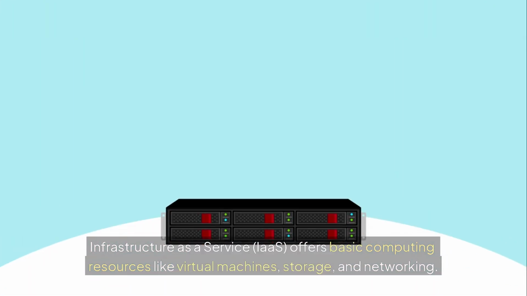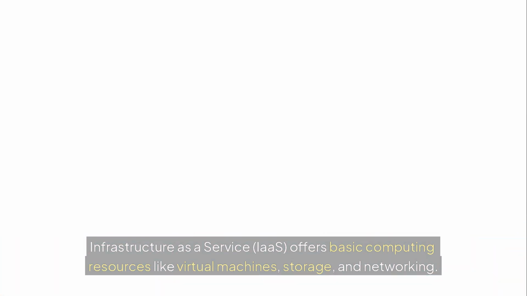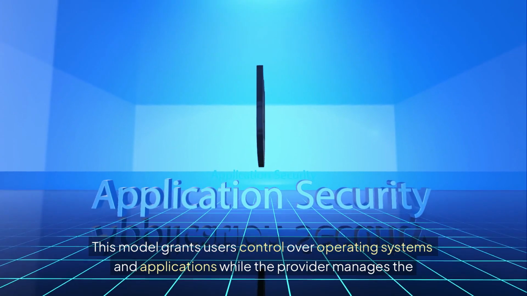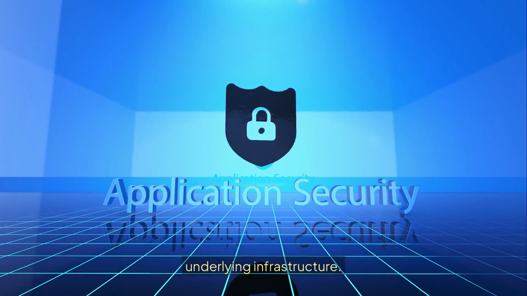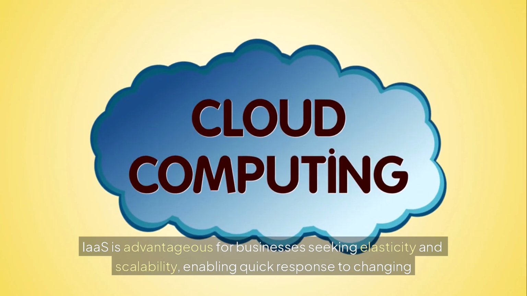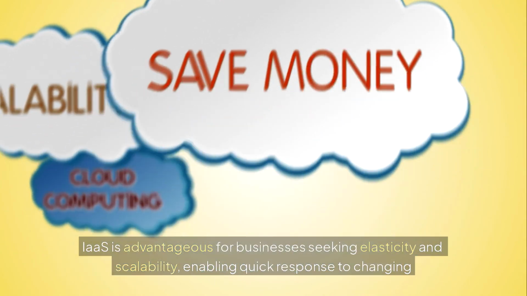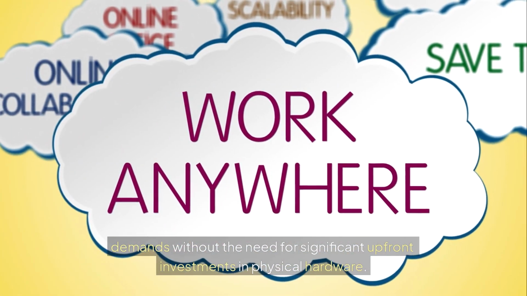Cloud service models explored. Infrastructure as a Service, IaaS. Infrastructure as a Service, IaaS, offers basic computing resources like virtual machines, storage, and networking. This model grants users control over operating systems and applications while the provider manages the underlying infrastructure. IaaS is advantageous for businesses seeking elasticity and scalability, enabling quick response to changing demands without the need for significant upfront investments in physical hardware.